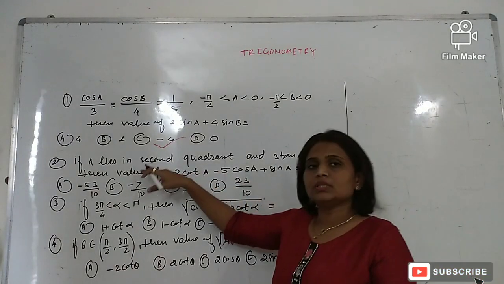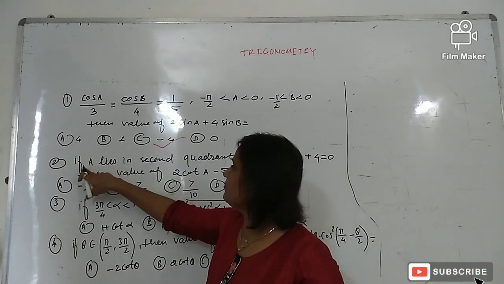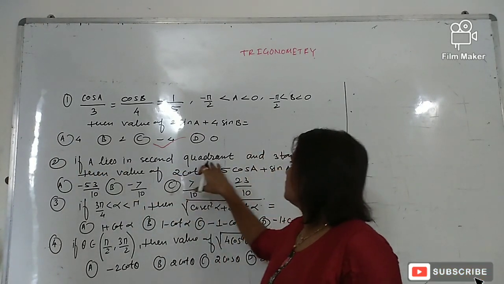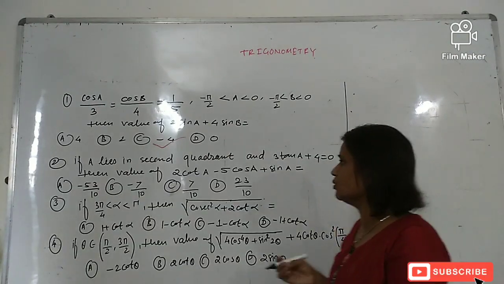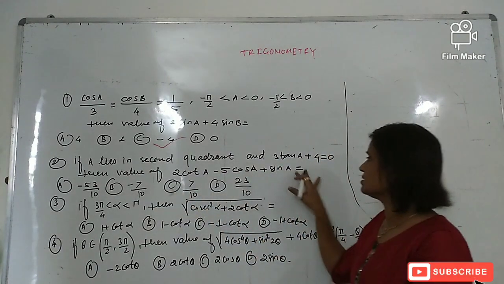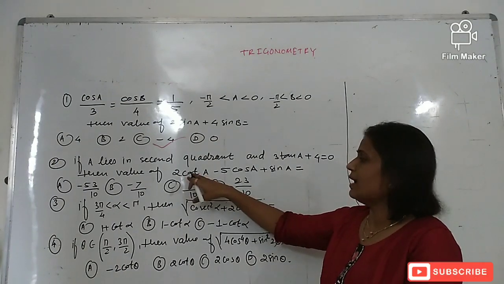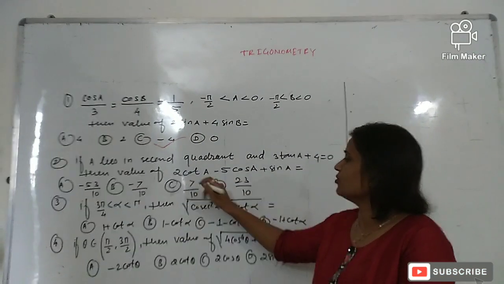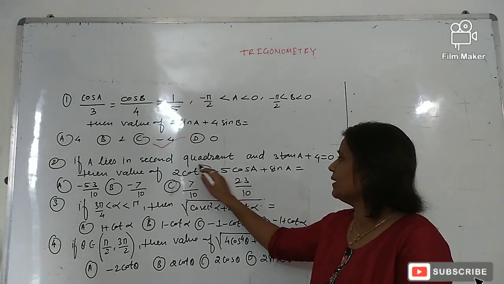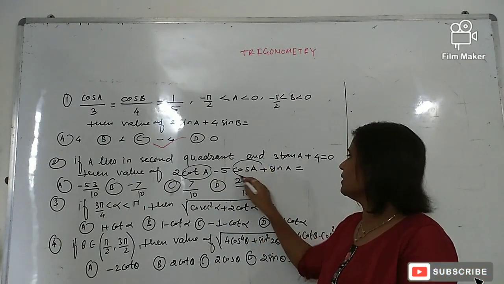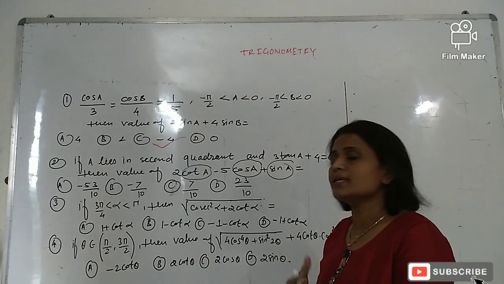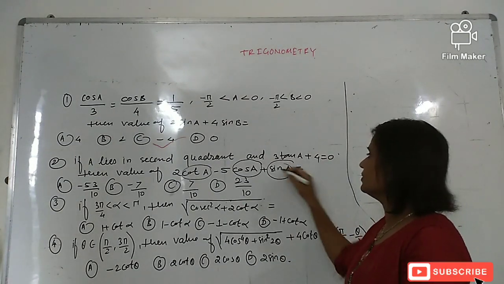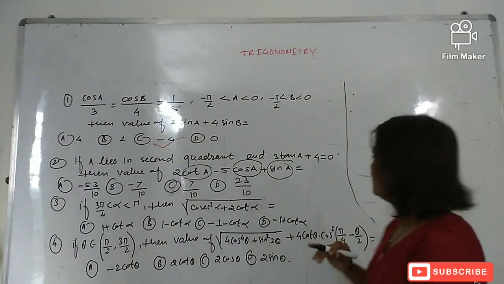So see the next question. The second question is: if A lies in the second quadrant and 3 tan A plus 4 is equal to 0, then find out the value of this expression. To find out the value of this expression, we have to first calculate the value of cot A, then cos A and then sin A. So we can calculate all these values using the given equation. Okay, so start from the given equation.